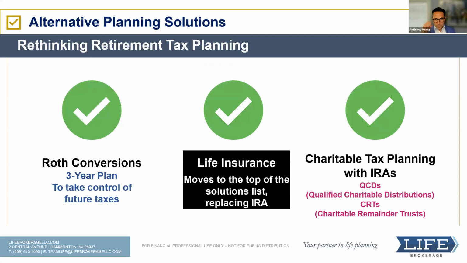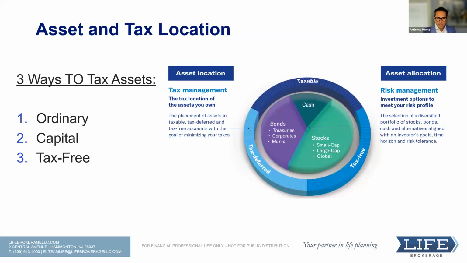So, as we get into the solutions here, there's really 3 ways to combat this: Roth, life insurance, and charitable. So again, for the purposes of today, we're going to spend all of our time in life insurance because that's what we do. We'll spend very little time in the other 2, but the slides will be passed along for you to reference.